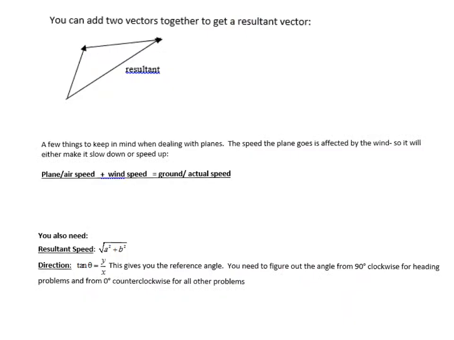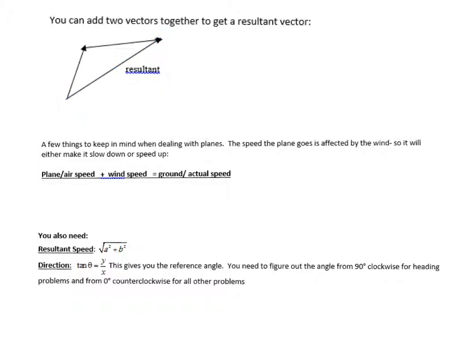Okay, so you can add two vectors together to get a resultant vector. So let me find my arrows. If I add this first vector here plus this one, this is my resultant.